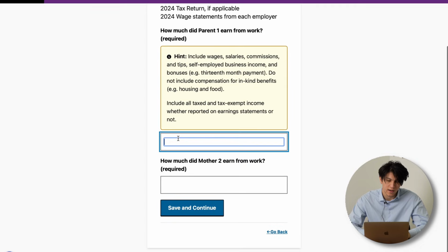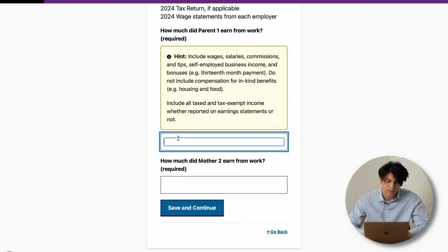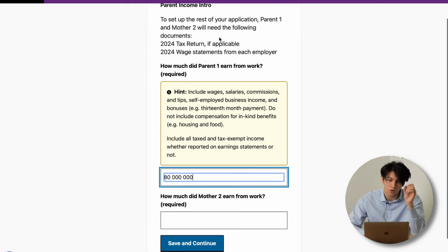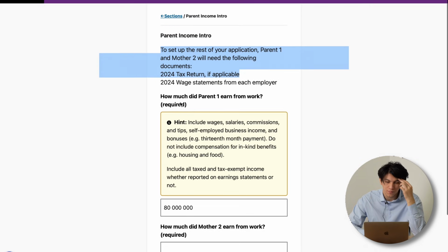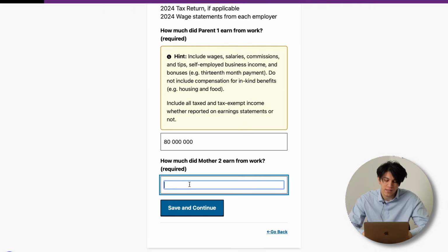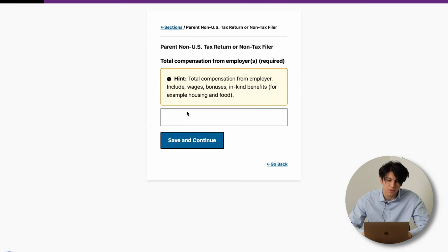And here they are asking how much money your parents earn from work. So parent 1, let's say, here 80 million sums in 2024. Remember, it's 2024. And parent 2 is, let's say, 80 million again. They both earn together the same amount. But I have to submit the document to prove that. Total compensation from employers required. So that means that we have to add both numbers. 160 million sums.